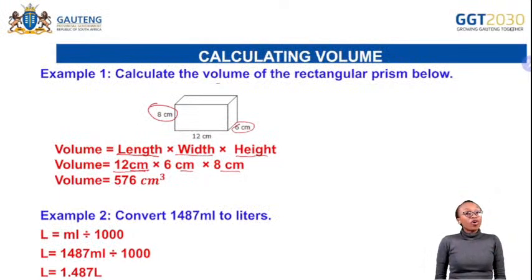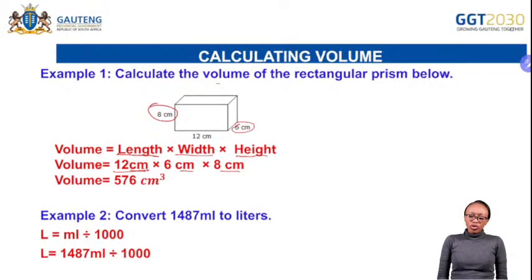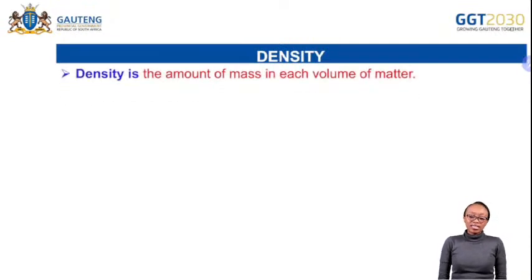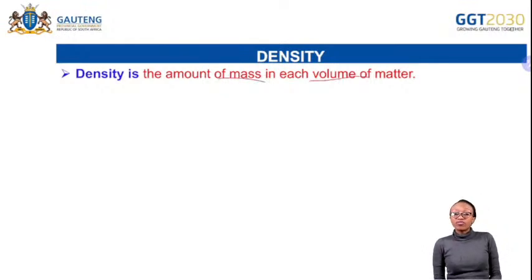Welcome back. I hope you've copied down the example. Next, we're going to move on to density. So we defined density as the amount of mass in each volume of matter. The amount of mass in each volume of matter.